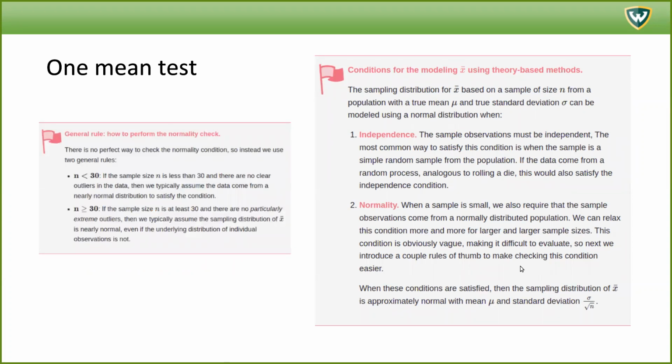And how do we know if it's normal or not? Well, we take a look at the sample, and we look at our n. If n is less than 30, that's not a good sign. But if the sample size n is less than 30 and there are no clear outliers in the data, then we typically assume the data come from a nearly normal distribution. If n is greater than or equal to 30 and there are no particularly extreme outliers, then we can assume this is at least a nearly normal distribution, and we can go ahead with the methods that we have.